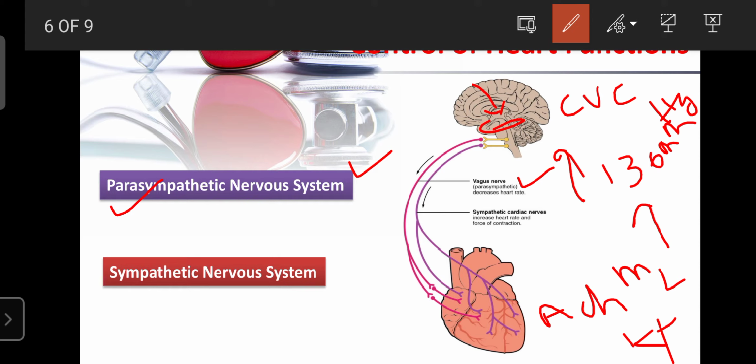So like that, the parasympathetic nervous system is helpful to decrease elevated blood pressure with the help of the cardiovascular center, the vagus nerve, and the acetylcholine and potassium through the M2 receptors. Now, the case of shock or any other condition.